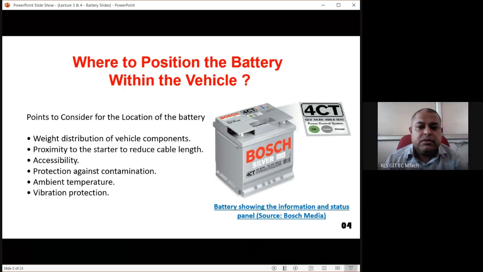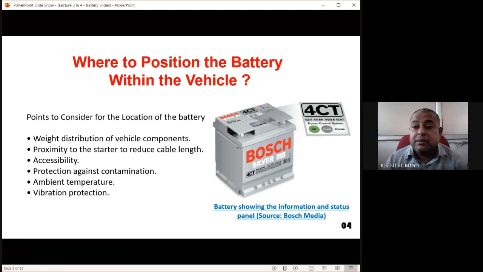But there are certain things you can check. We will see how to test the battery, and what the different things to be checked for a battery are. Battery checking and maybe some repair may be done. Accessibility is a very big issue in the case of a battery. It should be easily accessible for replacement.